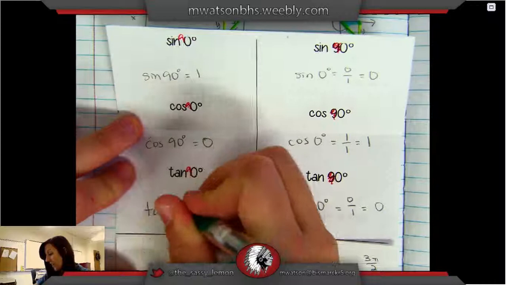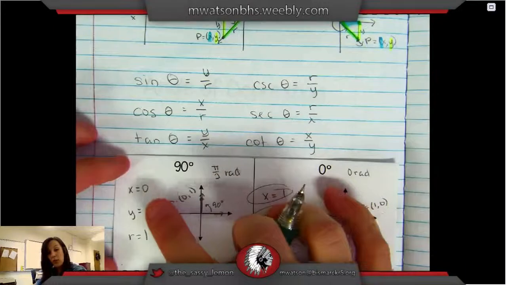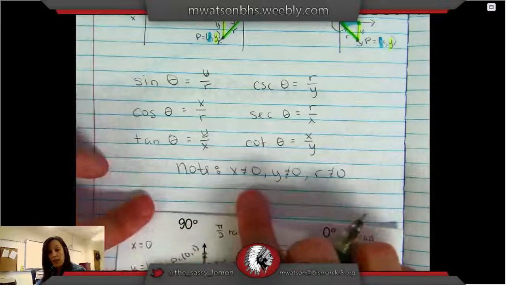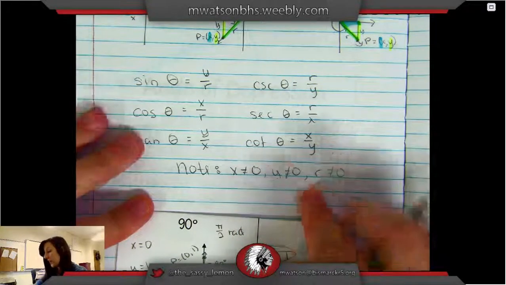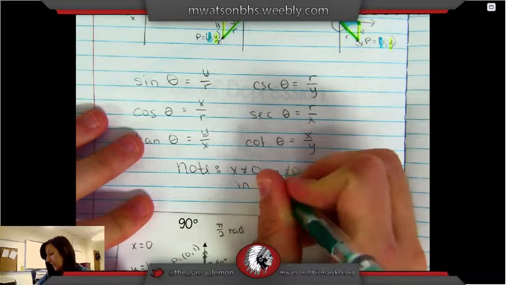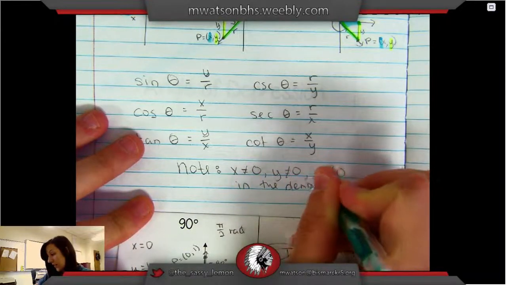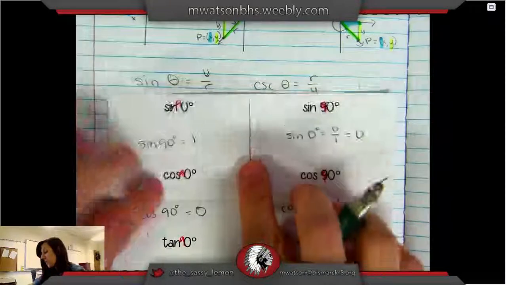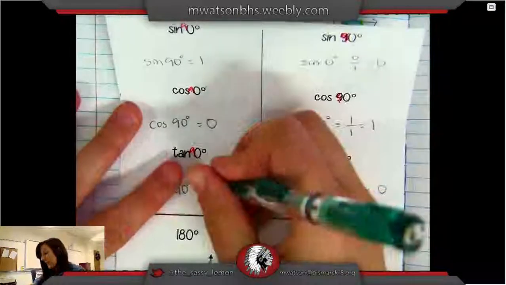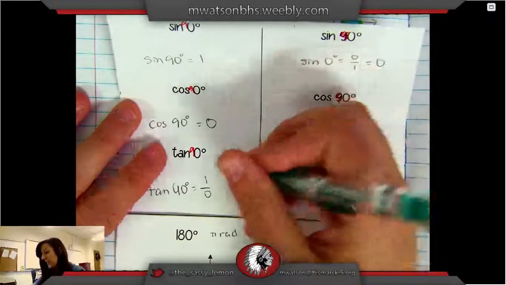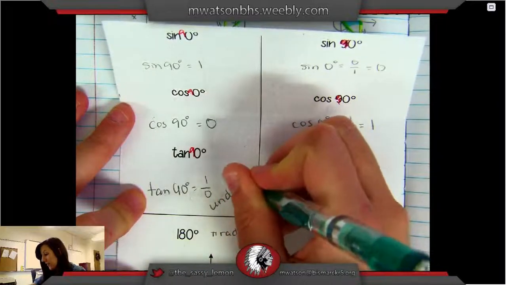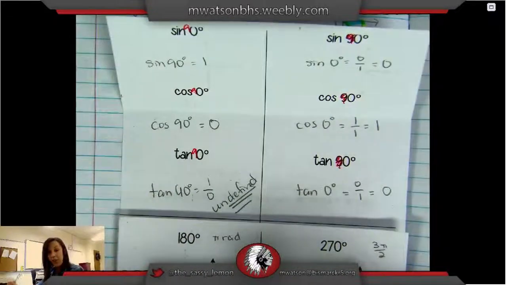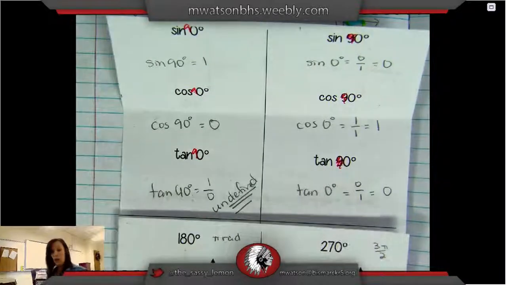And tangent of 90 degrees, here's where it gets interesting. Our note says y over x, so we're going to do 1 over 0. But remember it said x cannot equal 0, y cannot equal 0, and r cannot equal 0 in the denominator. So when we come over here, we have 1 over 0. Well, that can't happen. So tangent of 90 degrees is undefined. It doesn't have a value. So if this ever pops up in a problem, the whole problem is automatically undefined.